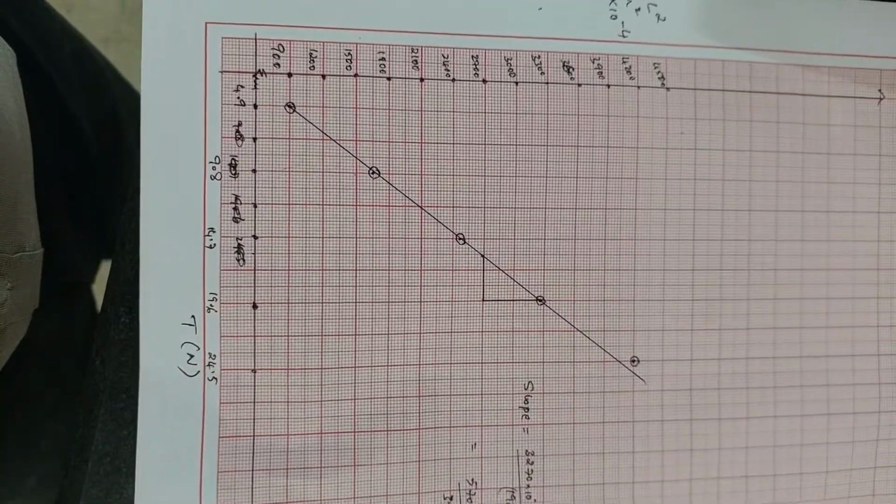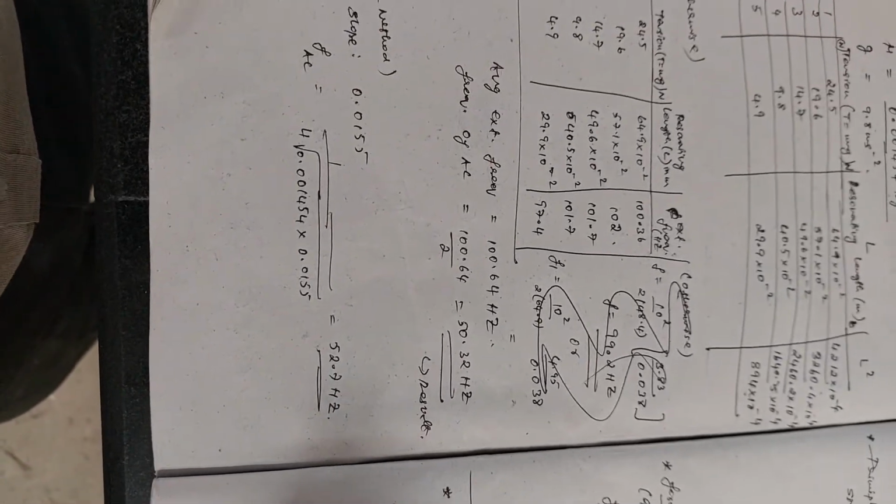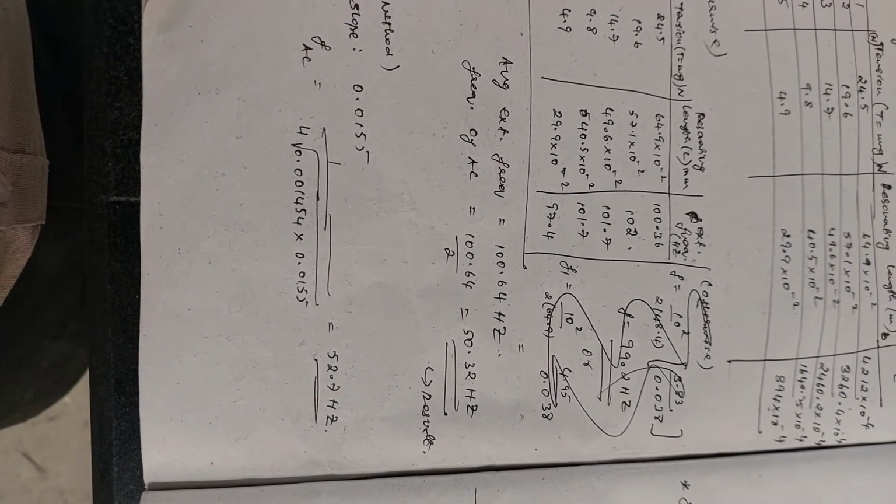So there is some difference between these two, although the readings are the same. That is because when you plot it, there will be some errors. So that's okay. 52.7 is close to 50 hertz. So by both the methods, we are getting the frequency of AC in India using sonometer.